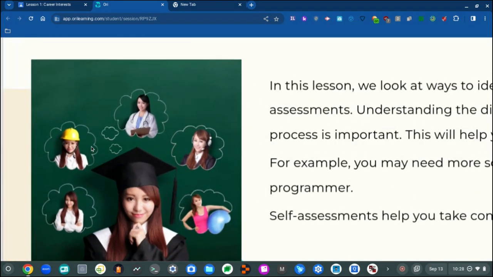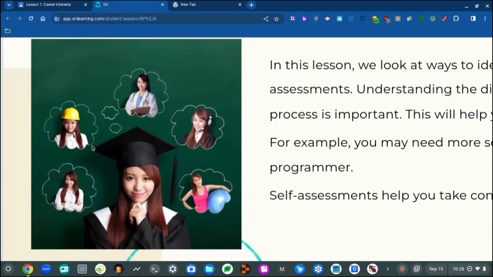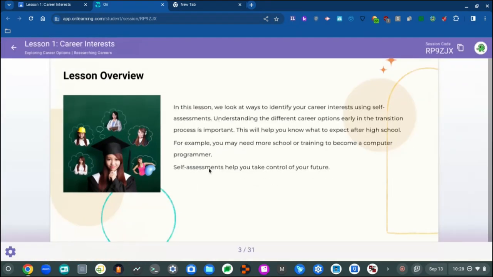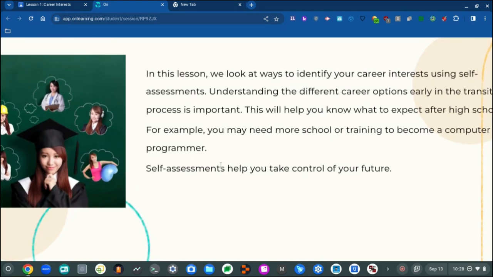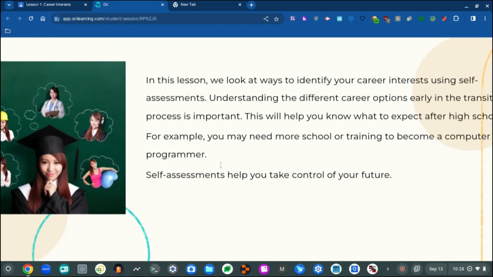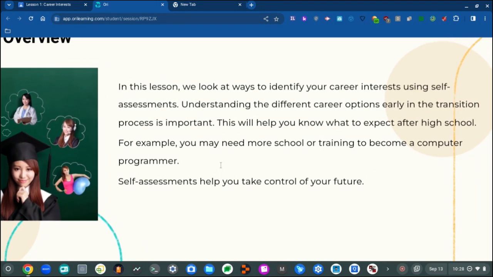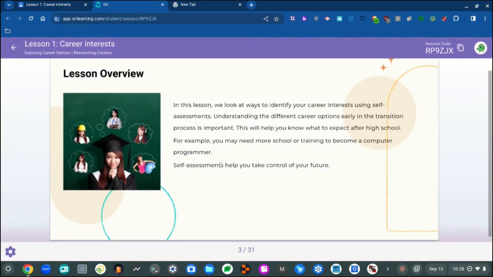In this lesson, you look at ways to identify your career interests using self-assessments. Understanding the different career options early in the transition process is important. This will help you know what to expect after high school. For example, you may need more school or training to become a computer programmer.